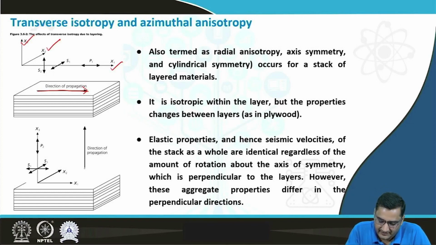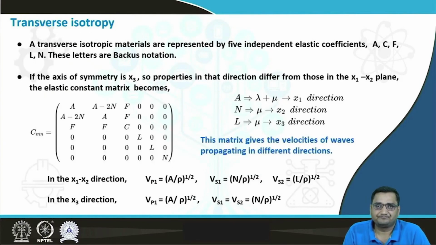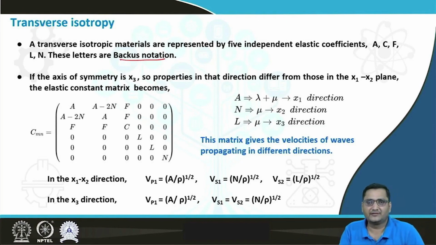And if it has a direction parallel to the x3 axis, then it will have different velocities in the x1 and x2 plane, and basically will show anisotropy, and that is known as transverse isotropy. So a transverse isotropic material is represented by 5 independent elastic constants, that is A, C, F, L and N, and these letters are Love's notation. These are also known as Love's notation.